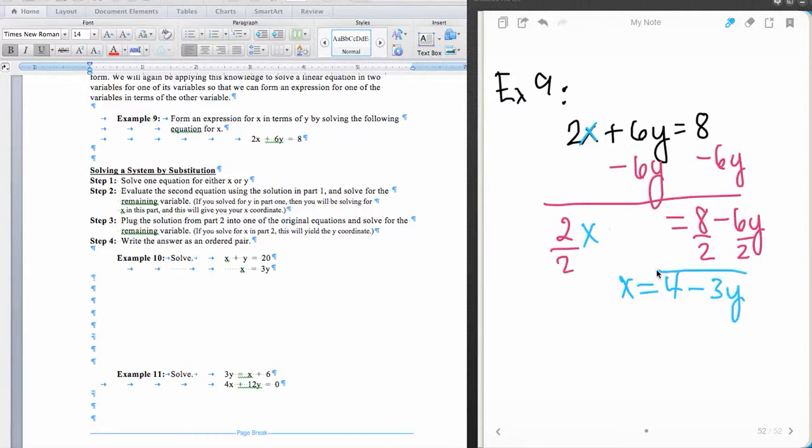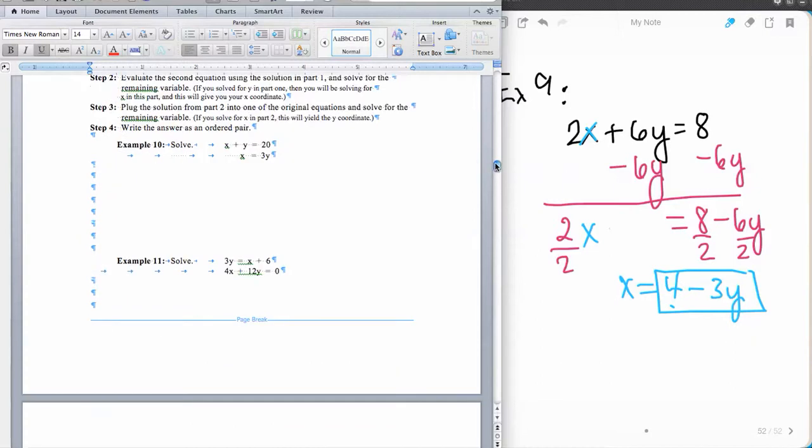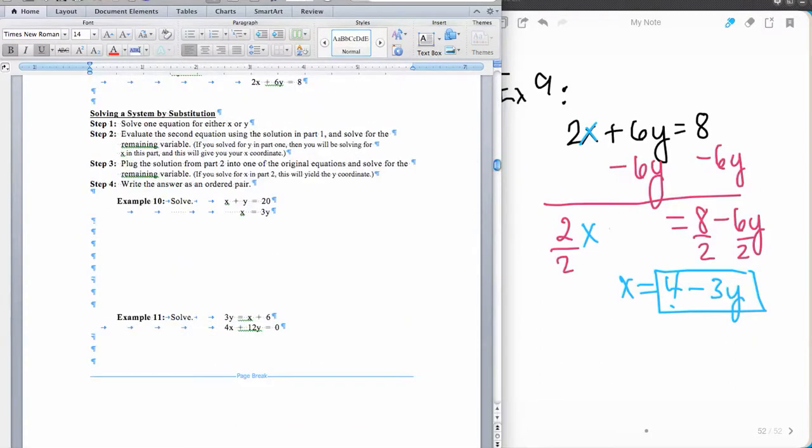Now this over here on the right side is an expression in terms of y for the variable x. So we could substitute in for x this expression here. And that's exactly what we're going to be doing in this method of solving by substitution. So let's go over the steps.